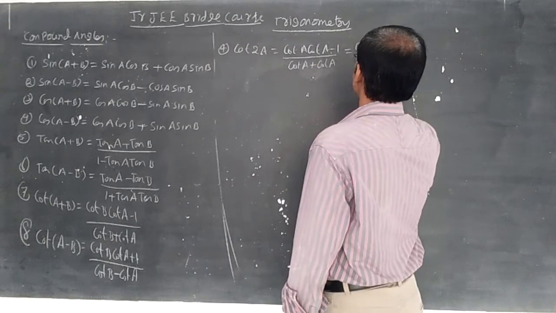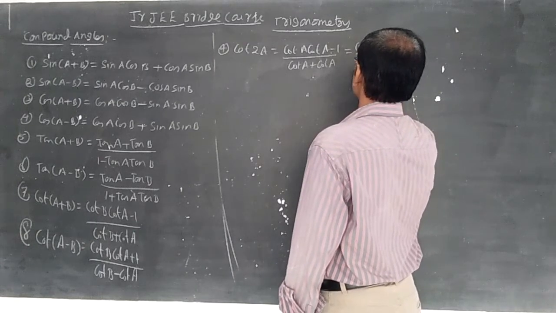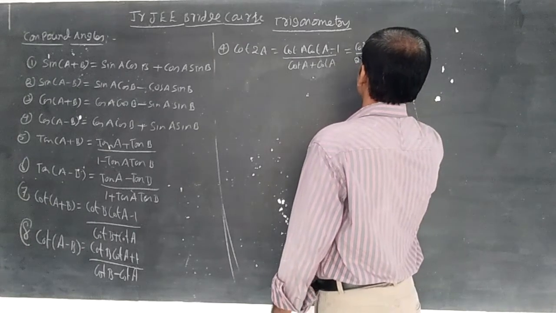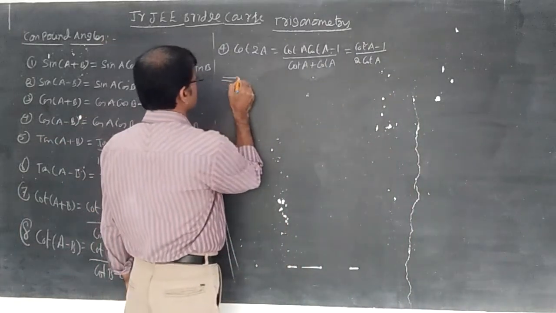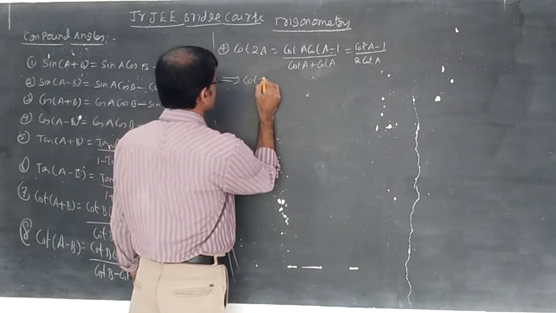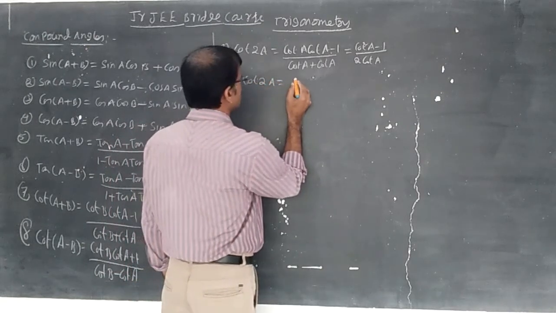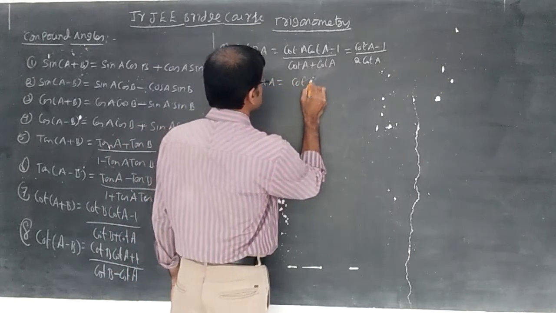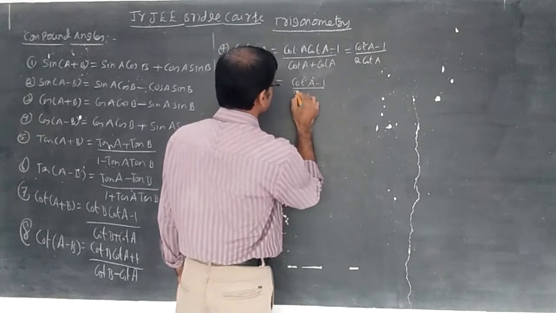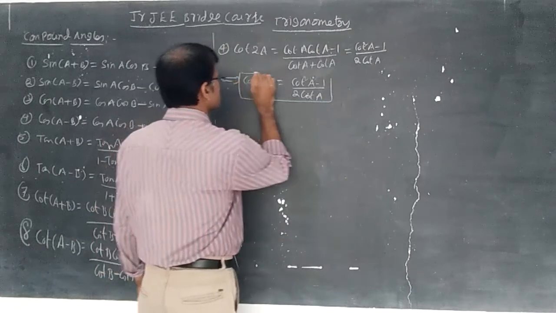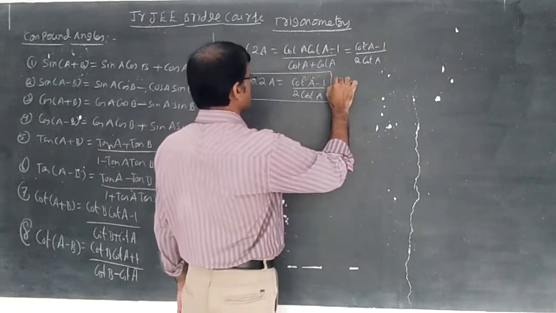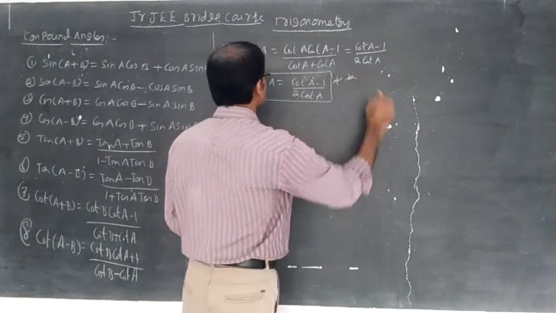You can write this as cot square a minus 1 by 2 cot a. That implies the cot 2a formula is cot square a minus 1 by 2 cot a. This will be useful later, so keep it aside and put a star mark here.